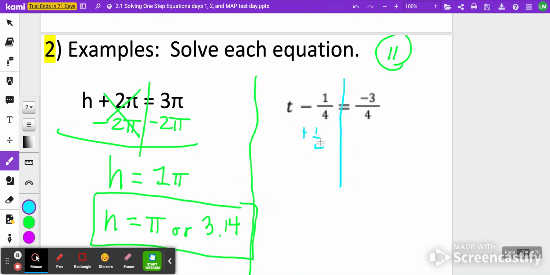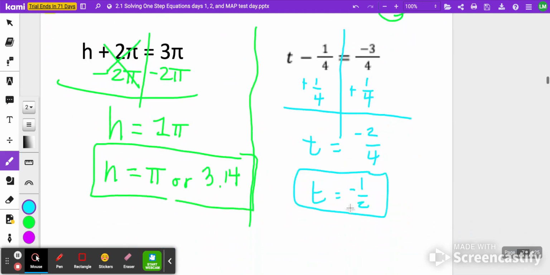First and foremost, I'm going to show the opposite of minus 1/4 by adding 1/4 to both sides. What I want to make sure of is I have a negative 3/4 plus 1/4. That's technically subtracting. I should get negative 2/4 is equal to t, but I want to make sure I simplify, so my answer is negative 1/2.